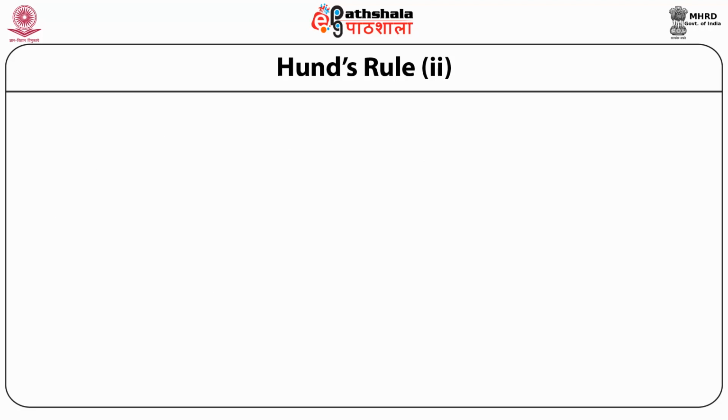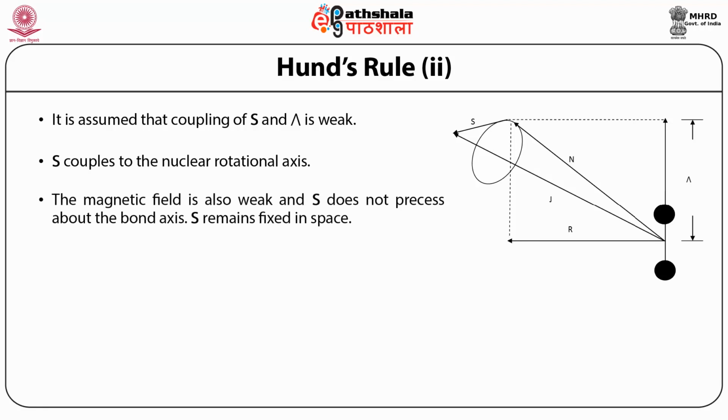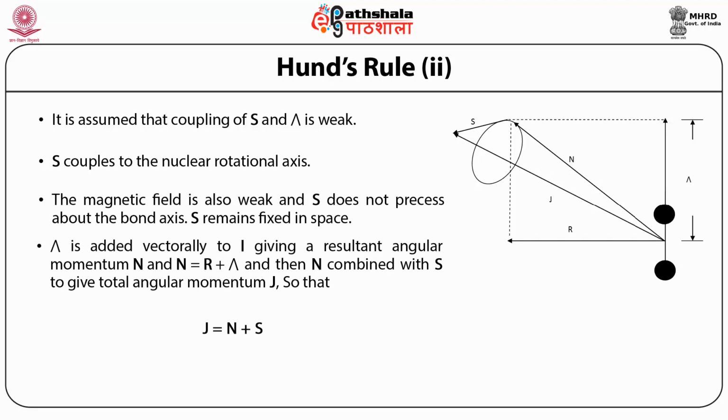There is Hund's rule 2. It is assumed that coupling of S and lambda is weak. S couples to the nuclear rotational axis. The magnetic field is also weak and S doesn't precess about the bond axis. S remains fixed in space and lambda is added vectorially to R, giving a resultant angular momentum N, and N is equal to R plus lambda. Then N combines with S to give total angular momentum J, so that J is equal to N plus S.